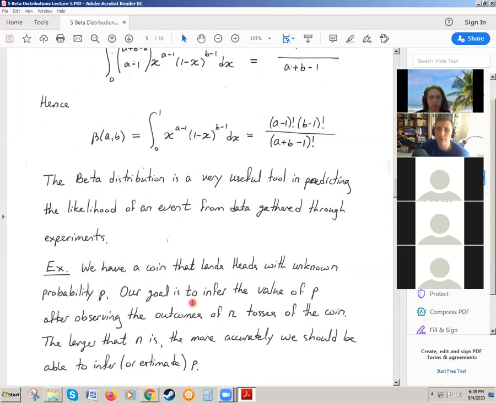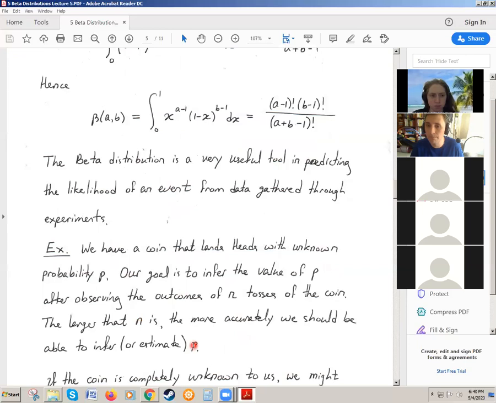Our goal is to infer the value of p after observing n independent tosses of the coin. The larger n is, of course, the more accurately we can estimate p. We would expect it. So we perform a bunch of trials, we perform experiments, and we are not going to throw the coin infinitely many times. That's impossible. It's only if you throw it infinitely many times and do the experiment repeatedly that we can truly figure out the actual probability p. But that's impossible, so we are going to throw the coin n times. So that's the question where the beta distribution becomes useful. How do we infer p?